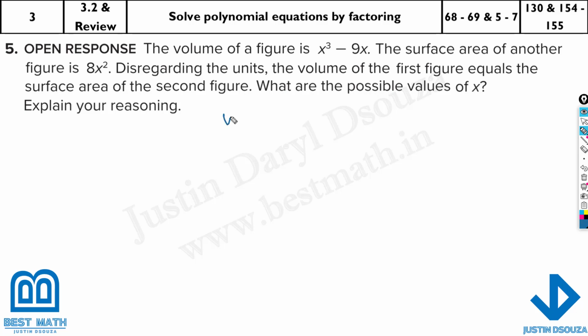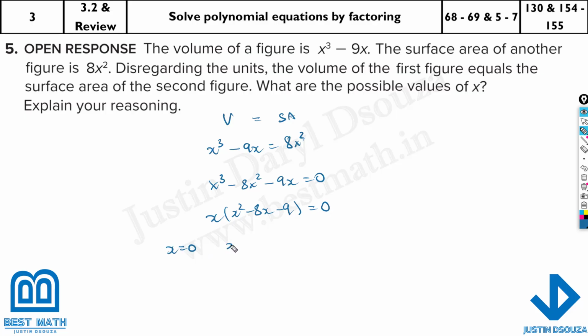That's it. So volume equals surface area. That will be x power 3 minus 9x is equal to 8x squared. Let's take this to the other side. It will be x power 3 minus 8x squared minus 9x, that is equal to 0. You can take x outside as a common term. You'll have x squared minus 8x minus 9, that is equal to 0. So we know one of the terms is x is equal to 0. And one more term is x squared minus 8x minus 9 equal to 0.